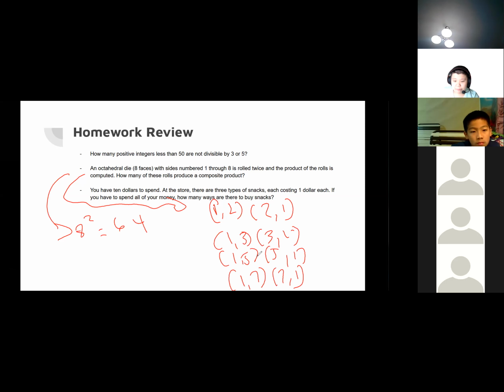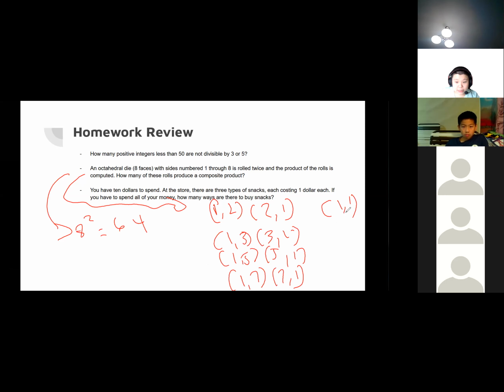So all of these have a prime product because you're multiplying 1 and a prime, and we know that multiplying by 1 doesn't change anything, so these are still going to be prime. And something that many people missed is that 1 comma 1 also counts.